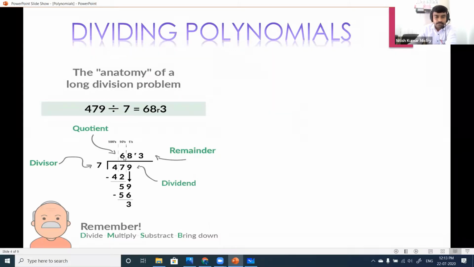Then, quotient is something which we are getting like this over here. 68 is the quotient. Then R3 is there. What does it mean? R means remainder. What is the remainder here? The remainder is 3, right? So 7 into 68 plus 3, you will get 479. That means when you divide 479 by 7, you will get 68 as the quotient and 3 as the remainder. So this is just to recall the names: when you divide, what are the 4 different things?